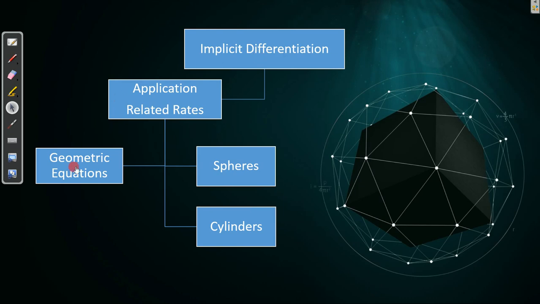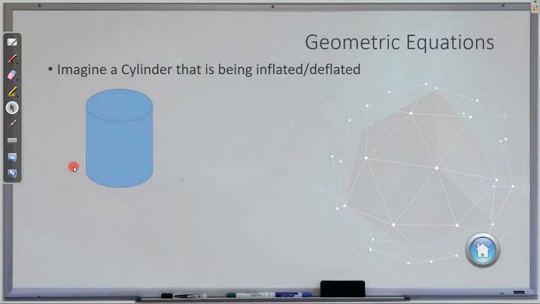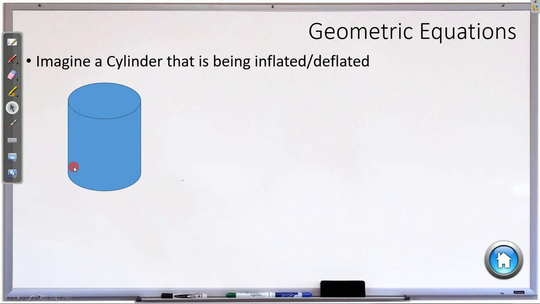So, geometric equations. We're going to start with a nice easy one. Imagine a cylinder that is being inflated or deflated. A great way to think about this is microwaving a marshmallow. If you've never done that before, pause the video and go do it. It's amazing. But when you microwave a marshmallow, the marshmallow just expands. It gets bigger, and so the volume also gets bigger.